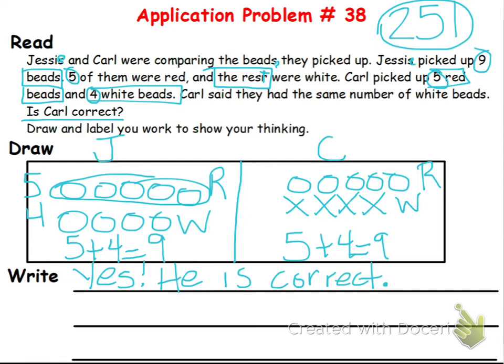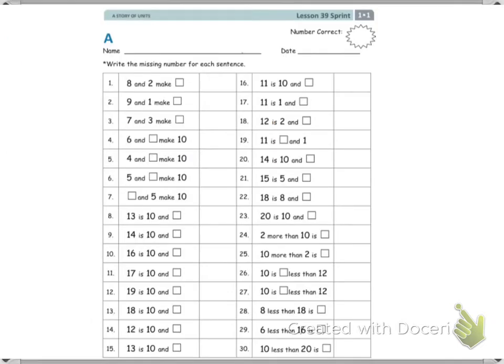Good. So now you can put this workbook away for a moment. And now let's get out your other workbook, the one with the yellow. And we're going to go on page 63. 63.